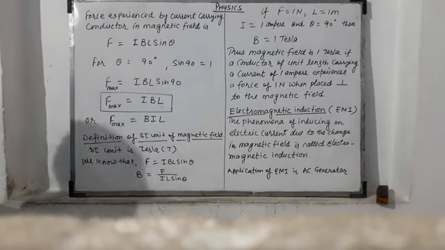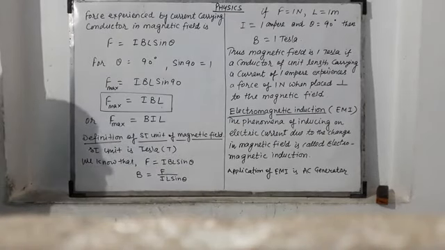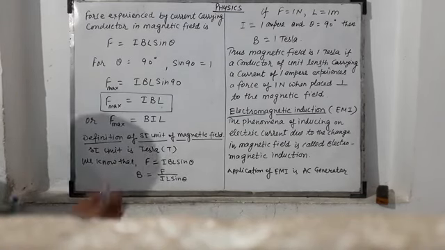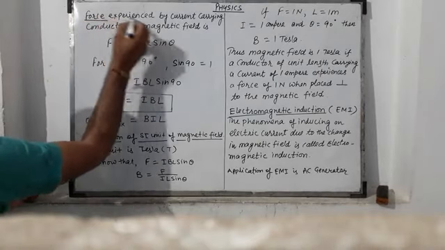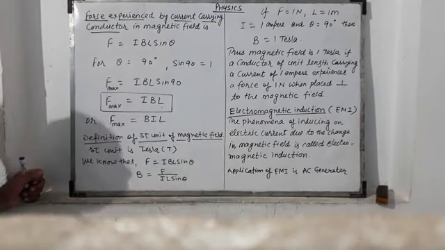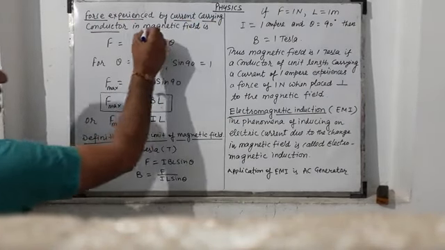Good morning students. In the previous lecture we discussed the pattern of magnetic field of a straight wire, current carrying loop, solenoid, etc. Now in this lecture we start the force experienced by a current carrying conductor when placed in a magnetic field.